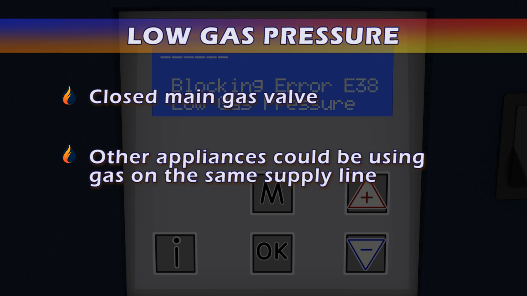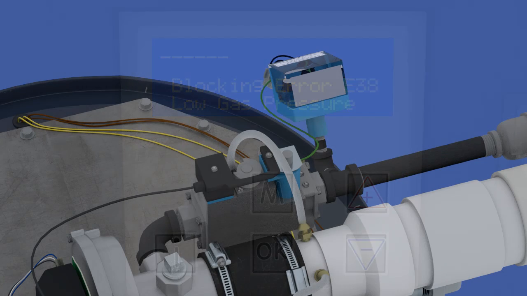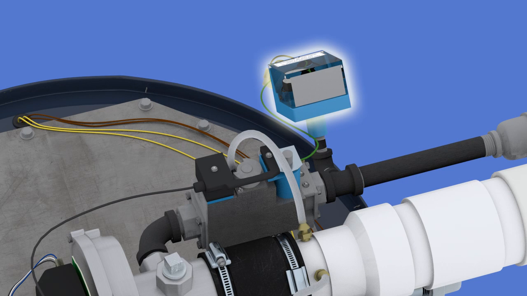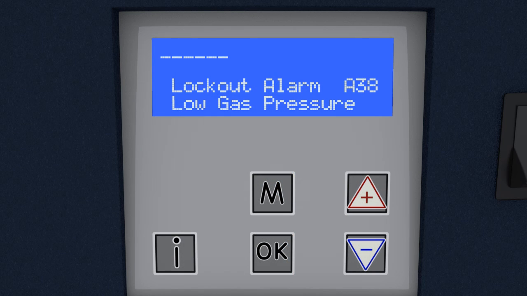Another appliance or appliances could be using gas on the same supply line, dropping the pressure below 6 inches of water column. The switch connections could be loose. Check the black and yellow wires. The gas supply piping may be undersized, or the main gas supply pressure is too low. Check the manual for more details. If a low gas pressure is detected 3 times in a 10-minute period, running or in standby, the control goes into a lockout, requiring a manual reset, and an A38 lockout error code will be displayed.